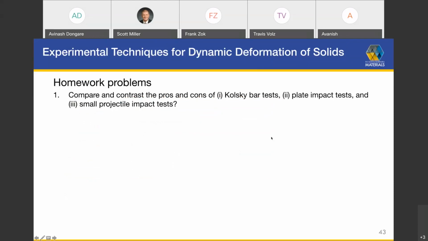So at the end of the lecture on Monday, I posted a couple of homework problems. The first was largely conceptual in nature. We recall that we talked about various test techniques, the most common ones, of course, being the Kolsky bar and the plate impact, as well as some other ones that proved to be useful in elucidating the mechanics and the mechanisms associated with certain types of loadings, things like small projectile impact tests. So the first homework problem was to compare and contrast the pros and cons of these three different types of tests. So let's just go through some of the key items here.